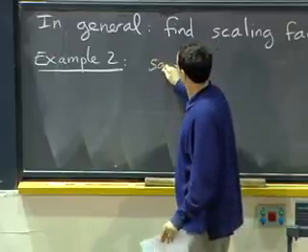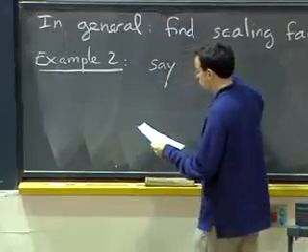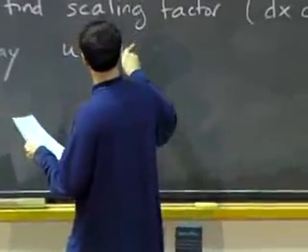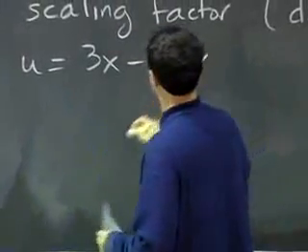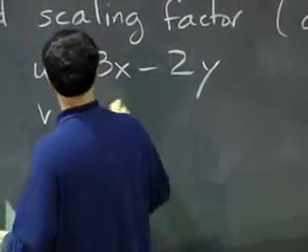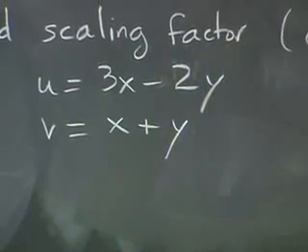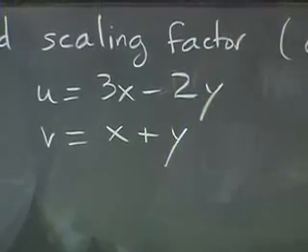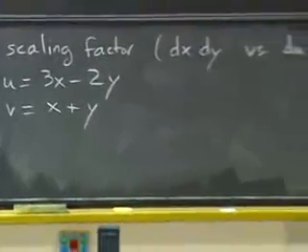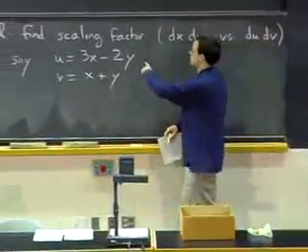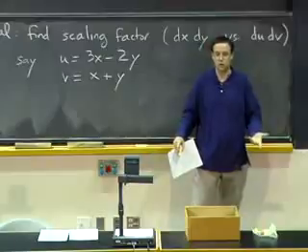Okay, so let's say that for some reason we want to do the change of variables u equals 3x minus 2y and v equals x plus y. Why would we want to do that? Well, that might be to simplify the integrand, because we're integrating a function that happens to be actually involving these guys rather than x and y.